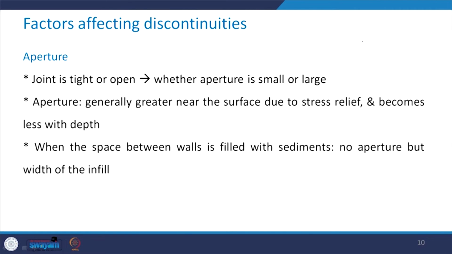Now, what can this infill be? This infill can be a clay type of material, or let us say there are some minerals which get deposited when they come in contact with, say, water, and they fill that aperture. That material is called infill. Based upon the aperture, you can describe the discontinuity.